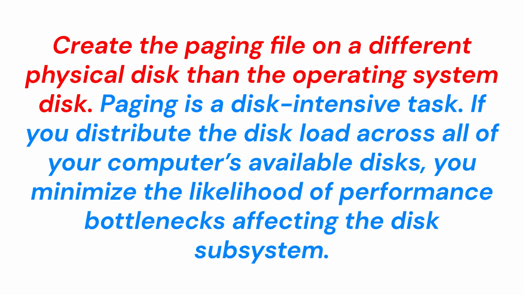If you distribute the disk load across all of your computer's available disks, you minimize the likelihood of performance bottlenecks affecting the disk subsystem. By optimizing the disk subsystem, you can make the paging process as efficient as possible. If you have a device with an SSD as the primary disk and a normal hard disk as the secondary disk, moving the paging file is not likely to improve performance.